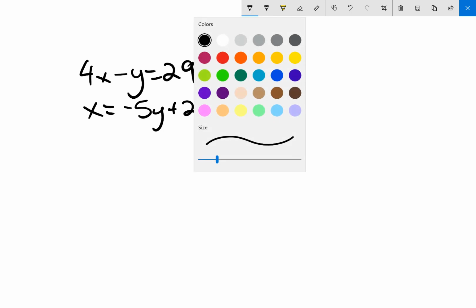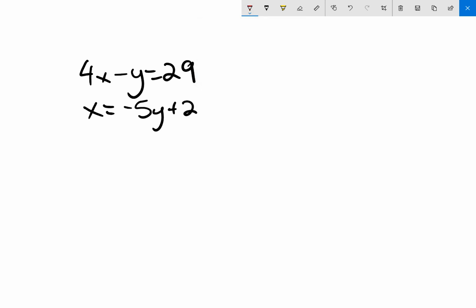So my example: 4x minus y equals 29, and x equals negative 5y plus 2. All right, now I'm going to use substitution here. The reason I'm going to use substitution, and the problem is set up for it, is because x here is all by itself, right? x equals this.